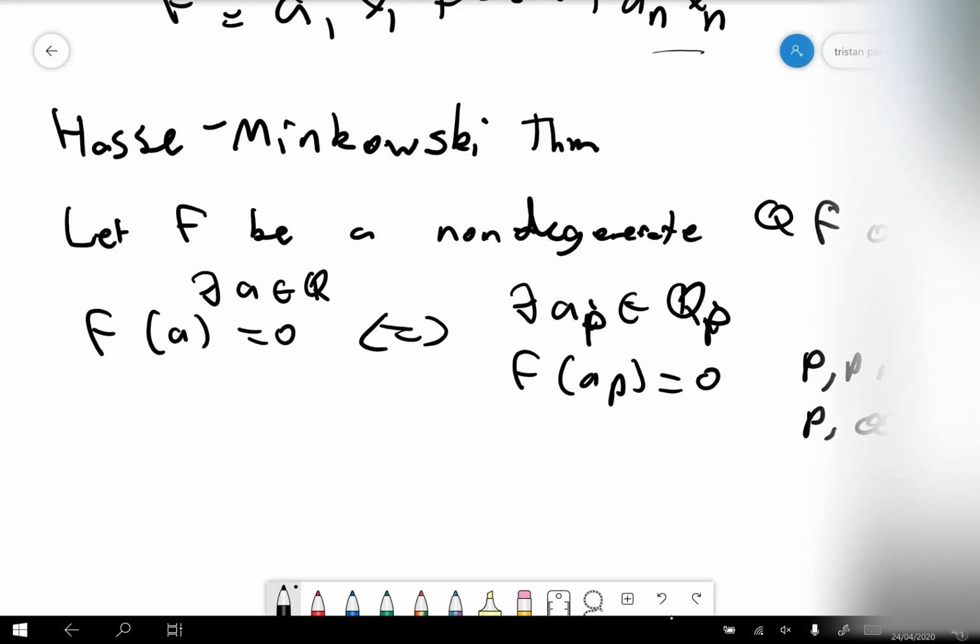Recall that Q infinity is the real numbers. So that's why we say Q infinity, because it's kind of a natural thing. It's the, I guess, largest p-adic field, or whatever you want to call it.